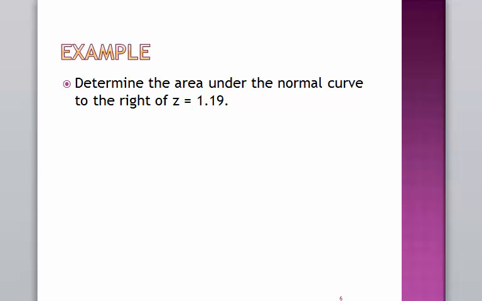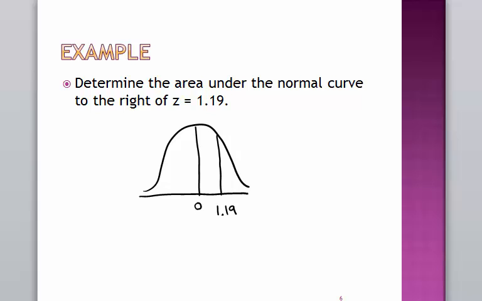The next part of our example asks us to find the area under the normal distribution curve to the right of 1.19. So again, we're going to draw our curve. Put the 0 in the middle. Remember, positive z-scores to the right, negative z-scores to the left. So our z-score is positive. We'll mark it off on the right-hand side. Now note in this case that we want to shade to the right of 1.19. We're trying to find the area of this piece of the curve.